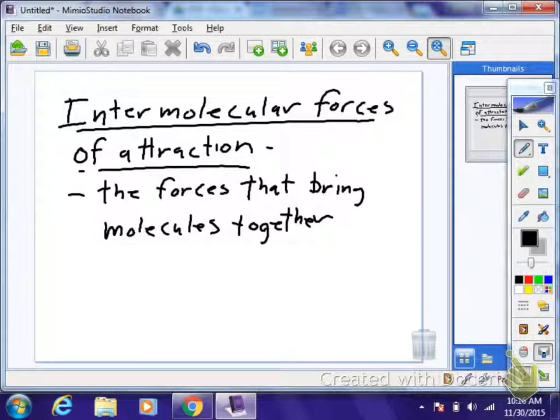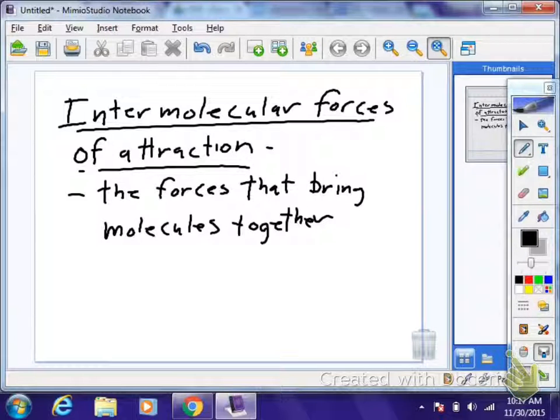So molecules will attract one another to a certain extent. All molecules attract one another. Some attract one another with a greater force, and others with a lesser force. Kind of like magnets, you could have different size magnets, different strength of magnets, magnetic field forces. And molecules would be the same way.